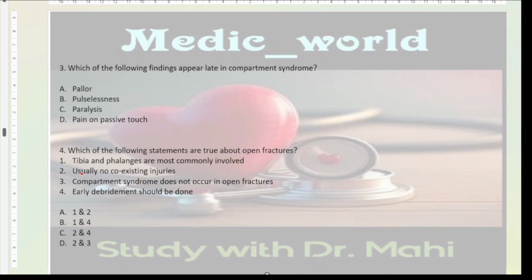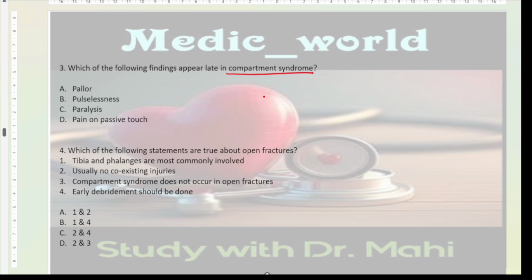Now the next question, which of the following findings appear late in acute compartment syndrome? First of all, we have to understand the term compartment syndrome. It is a surgical emergency which is caused by increased pressure within the fascial compartment leading to tissue ischemia. It is characterized by rapid progression of pain and swelling in an extremity, commonly precipitated by traumatic injury.